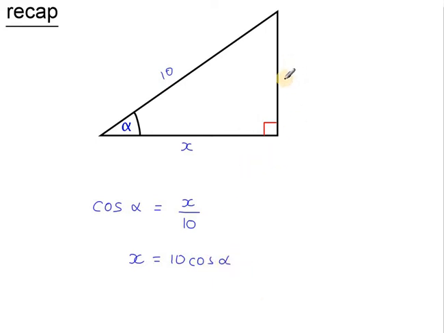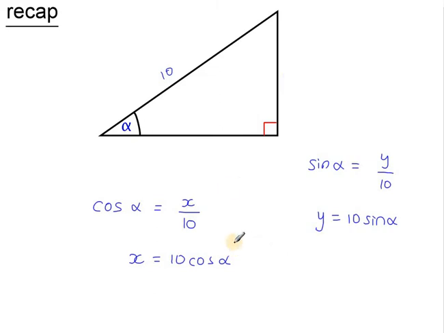And we can do the same thing for this unknown side here, y. So now we need a relationship between the opposite side, the hypotenuse, and the angle. So this time we have sine alpha is equal to y, the opposite side, over the hypotenuse. So then we can say that y is equal to 10 sine alpha.